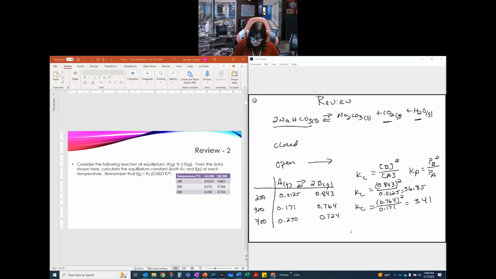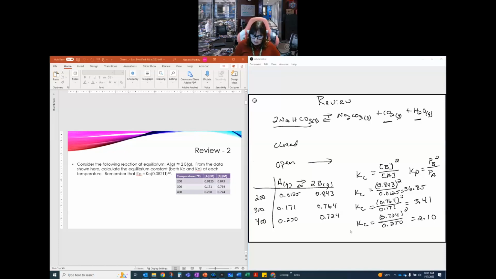3.41. And then Kc at 400 degrees is going to be 0.724 squared over 0.250. So 0.724 squared divided by 0.250. And that gives me 2.10. Okay, so those are my Kc values.